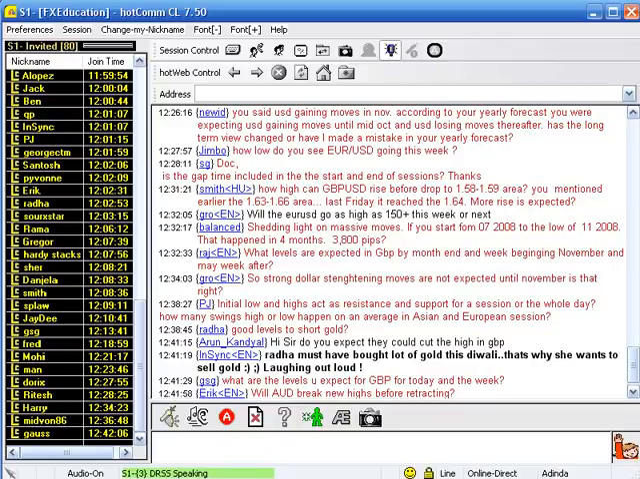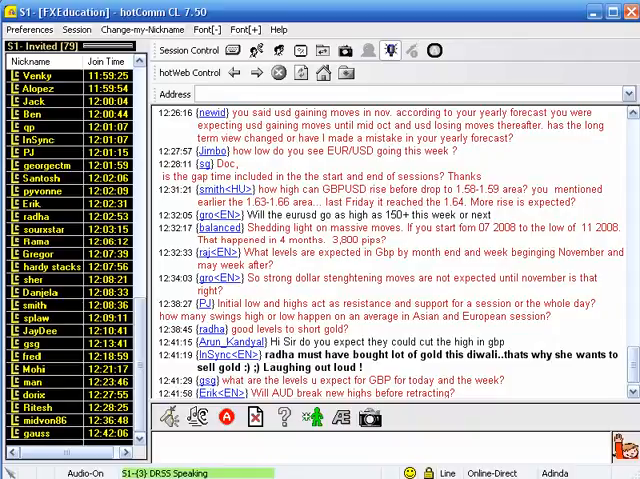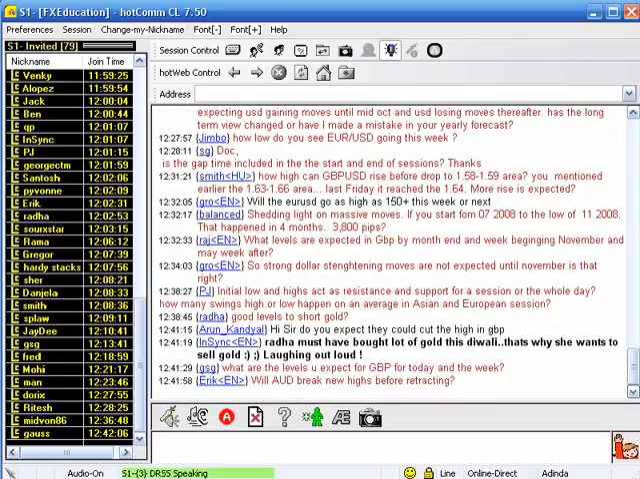What levels are expected in GBP by month end? See, GBP, the high could be around 1.64, 1.65 maximum, and then it will come again to that of 1.58 to 1.57 area before going further up. So strong dollar strengthening moves are not expected until November. So you will come across USD gaining and USD weakening moves alternatively on a daily basis.